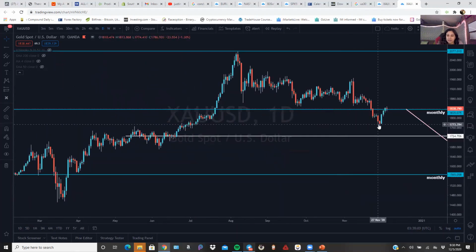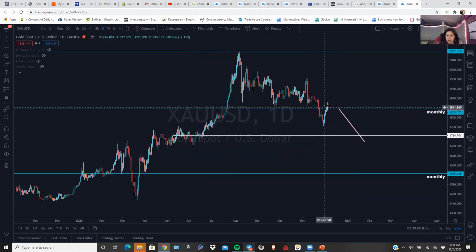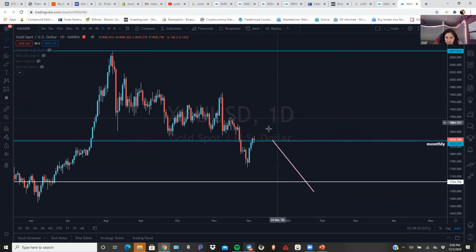Let's see. We had this. This is nice, and then right here on the daily, I would honestly not consider this a close above this monthly. I would still consider it below on the higher time frames. So I wouldn't even count this or worry about this, because this is also a doji, right? Everybody knows what a doji candle is.